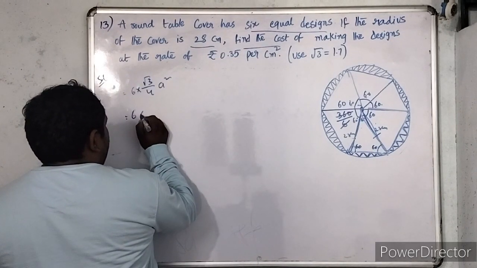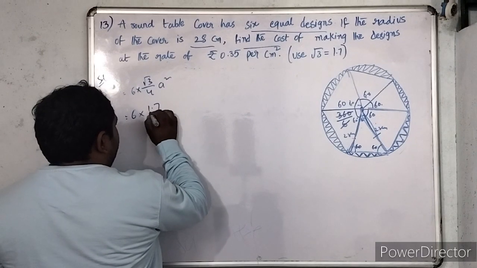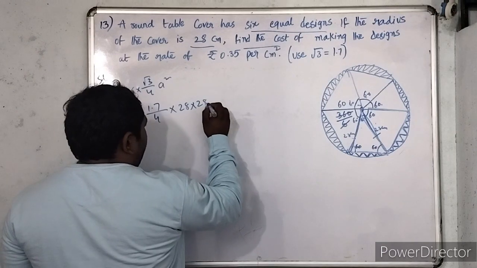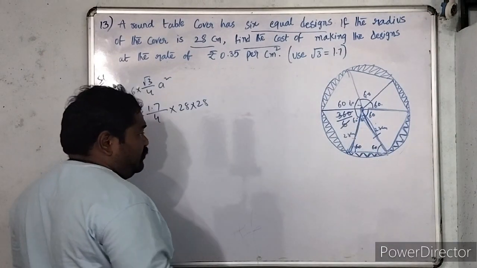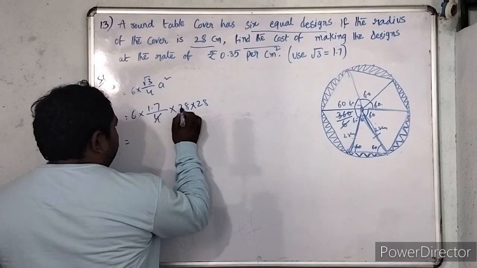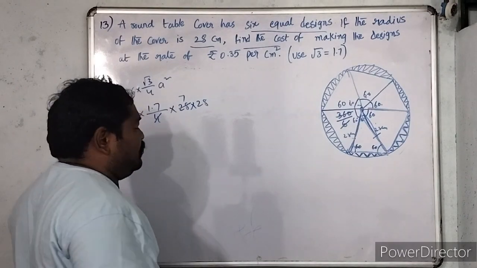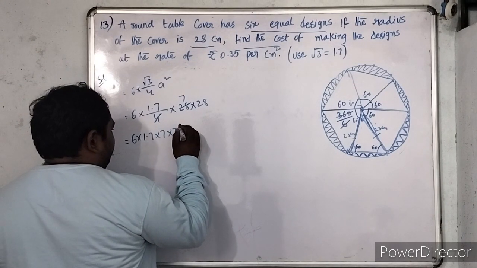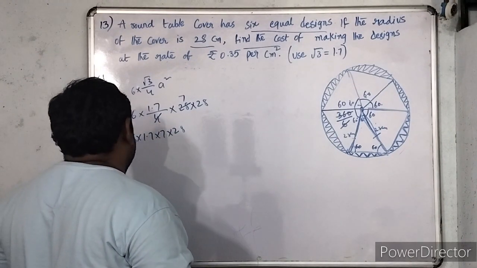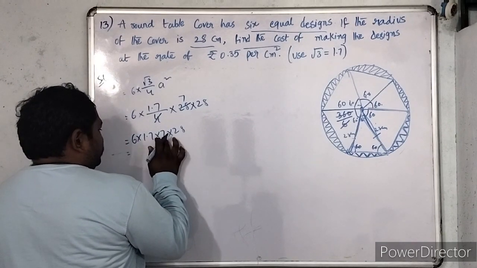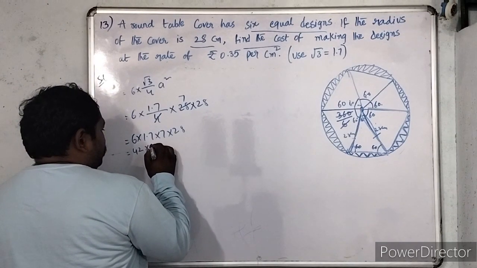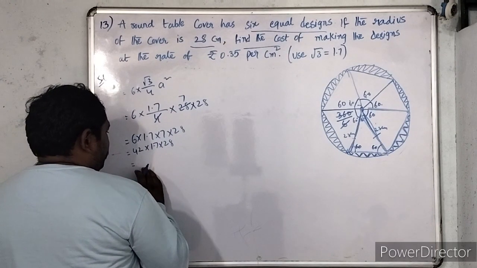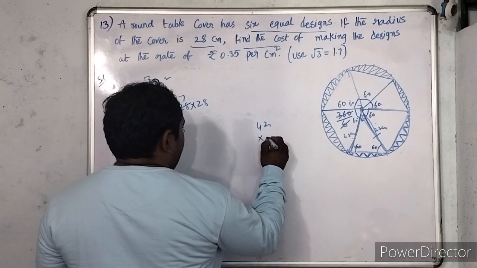Okay, 6 into √3 stands for 1.7, they are given. 4 into a square stands for 28 into 28. Why? Because side of each triangle is 28. Now on cancellation, 4 sevens are 28. On multiplication, in the numerator we have 6 into 1.7 into 7 into 28. This can be written as 6 sevens are 42 into 1.7 into 28. This can also be written as 42 into 1.7.